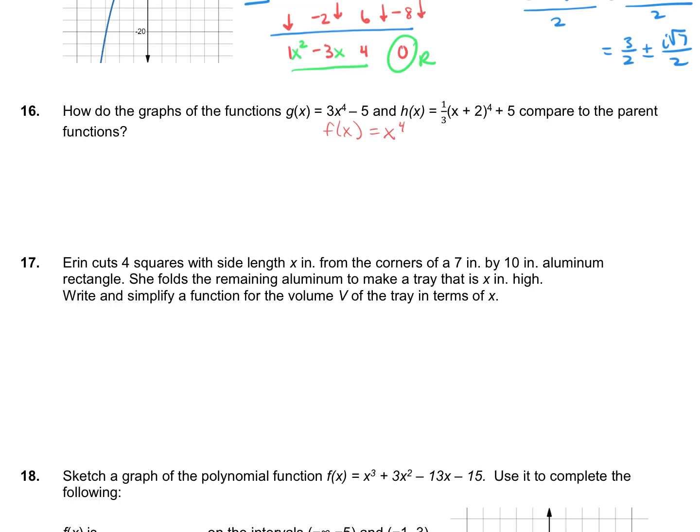So let's talk about what's happening. If we take our x to the fourth and we multiply it by a 3 out front, let's talk about how g of x is going to change from the parent function. When we multiply out front, that is going to be a vertical stretch or compression. If this number is greater than 1, we have a vertical stretch.